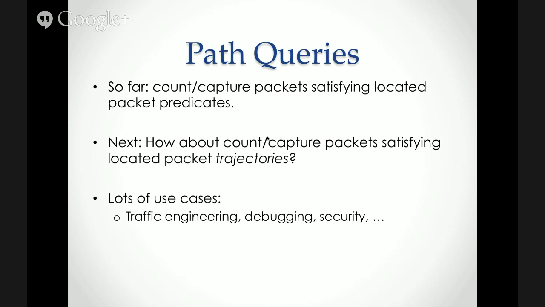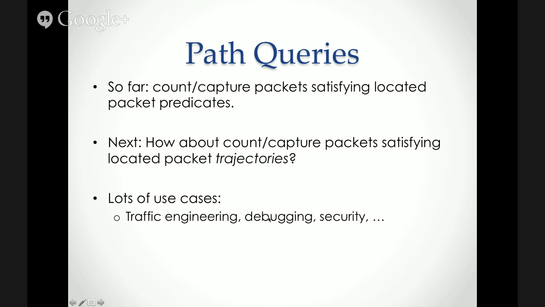This kind of use case comes up a lot in traffic engineering, debugging, and security. For example, a traffic matrix is a specific case of a path query, where every entry of your traffic matrix would be the volume of traffic that flows from a given ingress switch in your network to a given egress switch of your network. So this is essentially a query on packets that satisfy a certain condition on their trajectory, right?